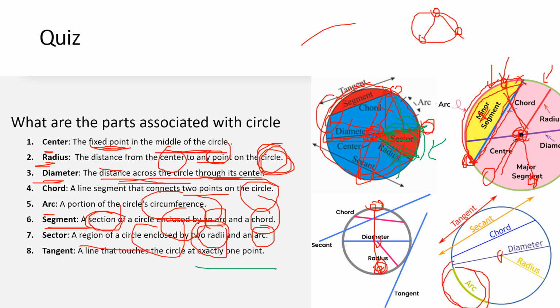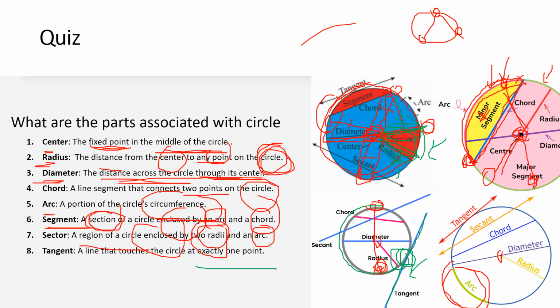Look at this circle now. I'm drawing a line here. It's a line. So tangent is a line, remember. Okay, tangent is a line, but it is touching a circle at exactly one point. So that I call a tangent.